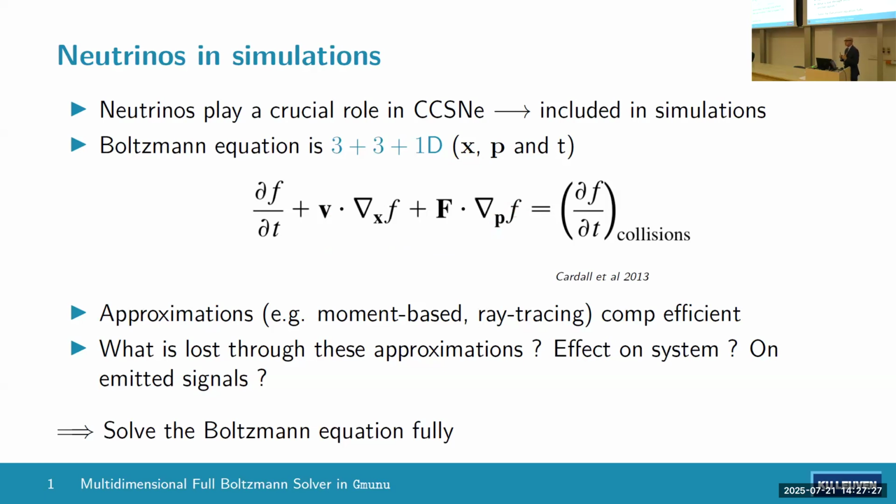What happens usually is that this is a very large equation to solve, and so often we make approximations, moment-based, ray tracing, which are computationally efficient. But the question is, what is lost when making these approximations? What are the effects on the system and on the emitted signal? This is where a Boltzmann equation solver comes in, so that we can at least study these systems and see what are the differences when we do the simulations in approximations or using the full Boltzmann equation.